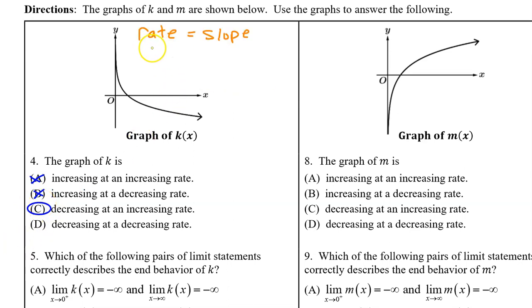Here's another way to think about it. On a graph, rate is the same thing as slope. So if the slopes are increasing, then the rate will be increasing. If the slopes are decreasing, then the rate is decreasing. So what's happening with the slopes? On the left, it starts out very steep but negative. So it starts off very negative.